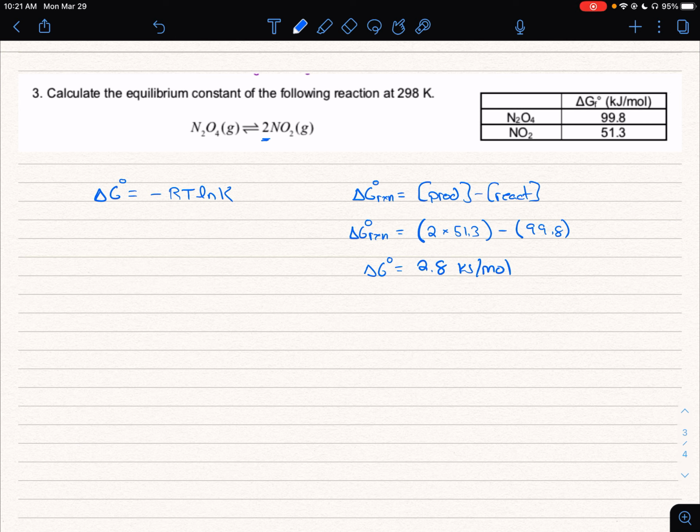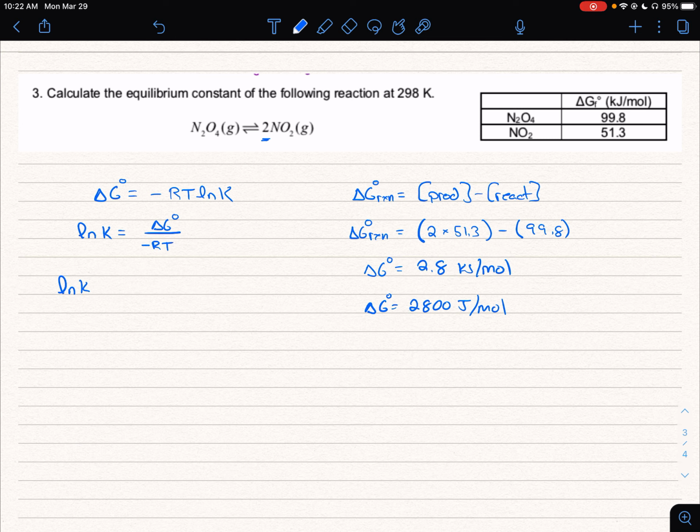Okay, now we can go ahead and use our delta G equation. One thing we have to watch out for are units. So R is in joules, our delta G is in kilojoules, so we have to convert one of them. And so I'm going to convert delta G right now into joules per mole, so that'd be 2,800 joules per mole. Now we can take our delta G equation, and I'm just going to rearrange it to put it in terms of K. And so we can say the natural log of K is equal to delta G naught over negative RT.